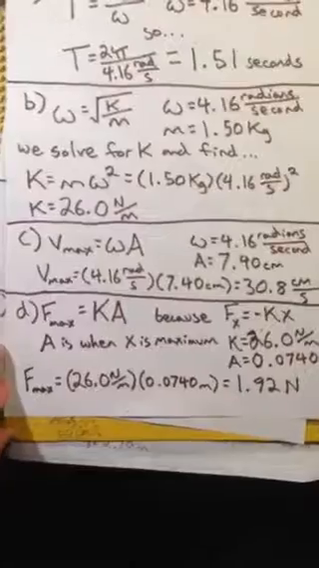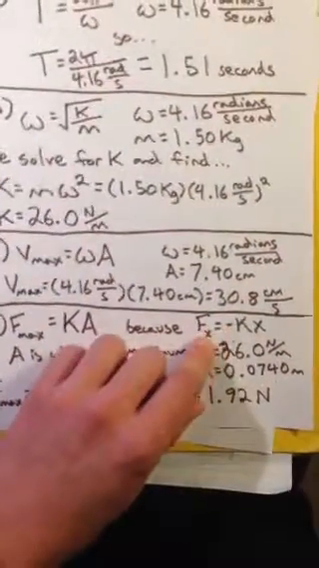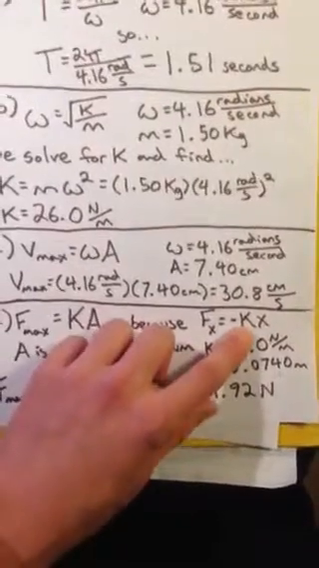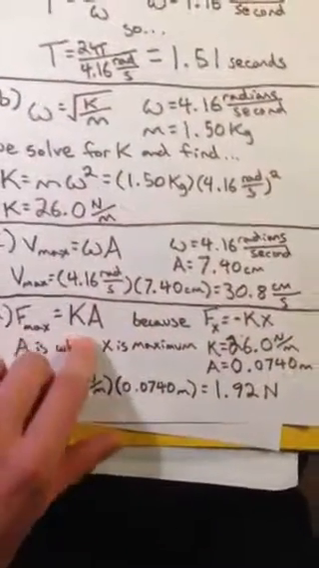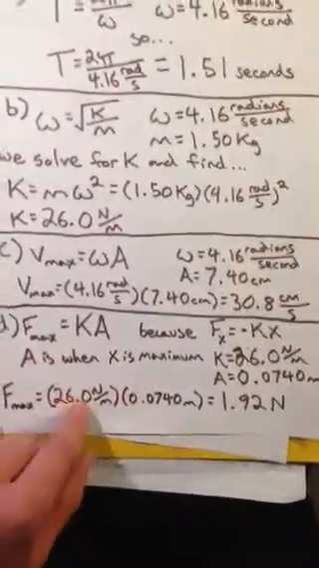The last part asks us to find the maximum force acting on the spring. Well, the force is given by k times the displacement, and the amplitude is the maximum displacement, so that will be where the maximum force is at. And then that's given with our variables as 1.92 newtons.